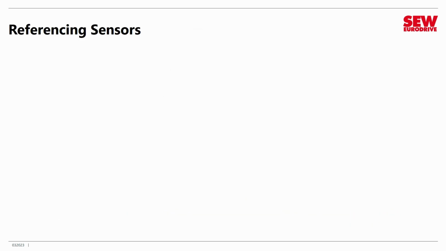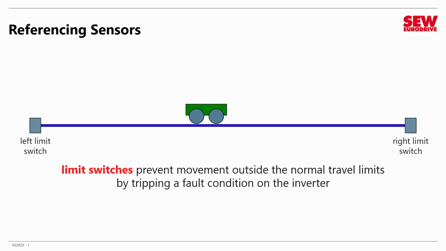All right, well, let's talk about referencing now that we've gotten encoders out of the way. Besides the encoder, there are usually sensors which are used to help you reference the drive. One possible sensor is a pair of limit switches. You probably know what these are.